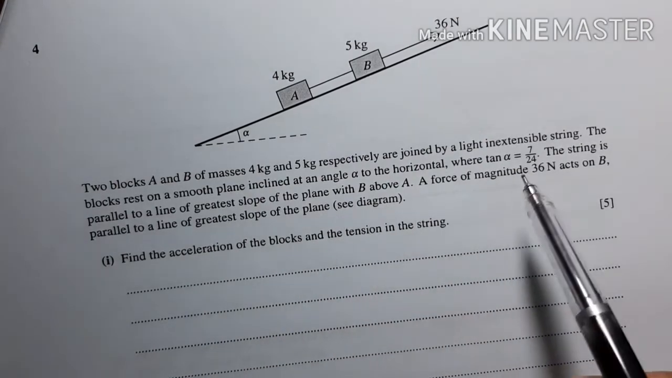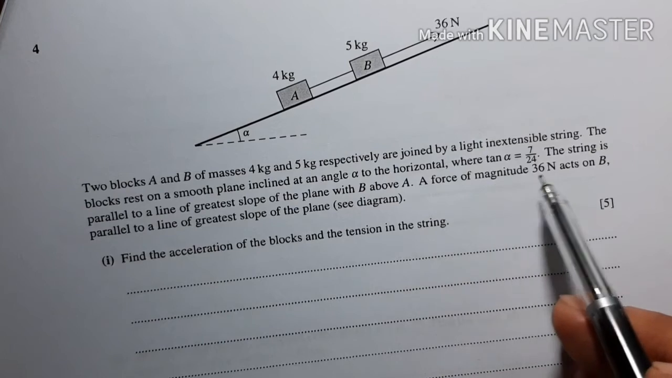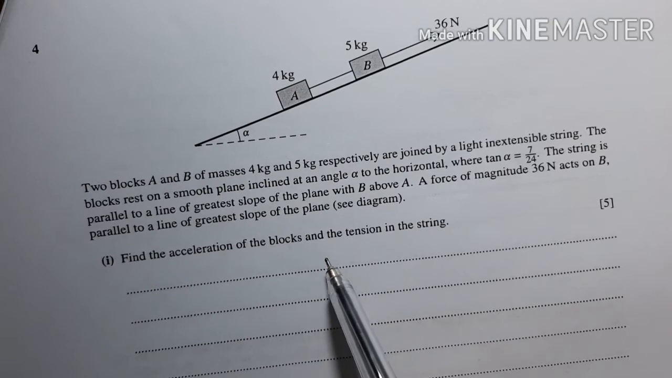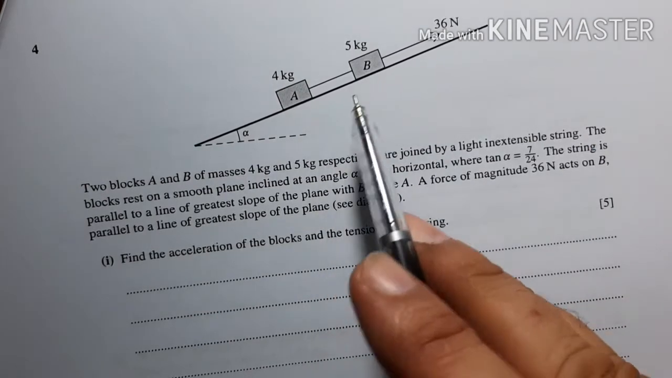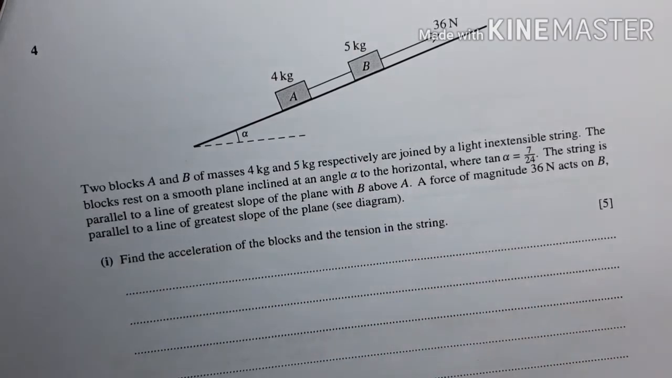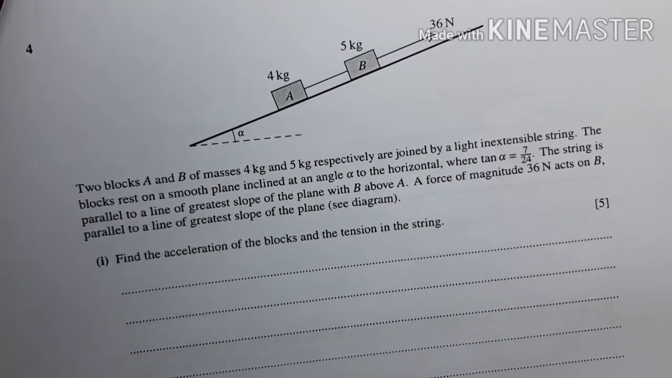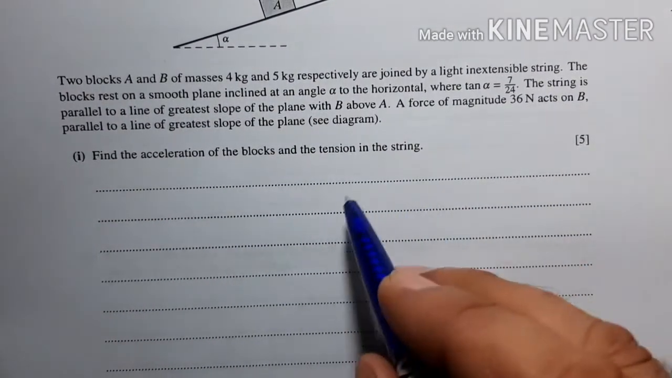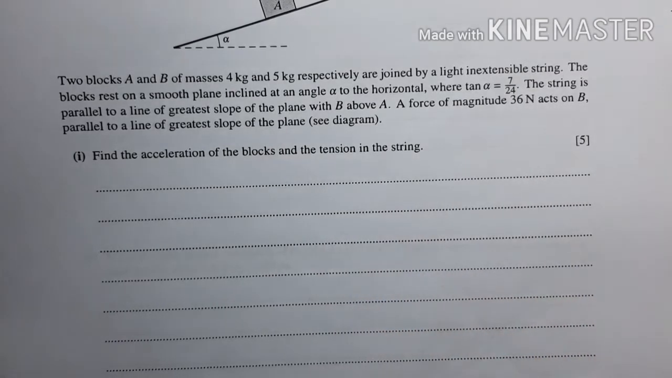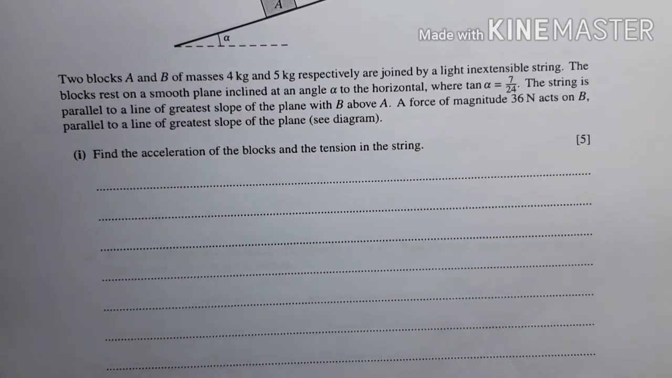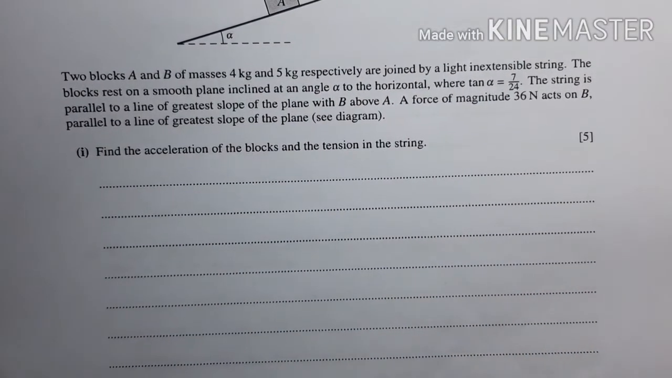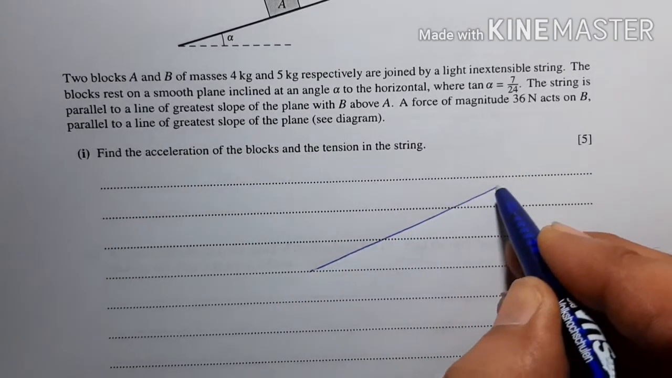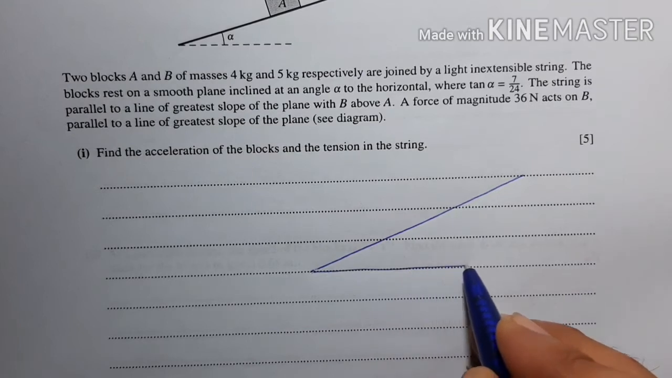Block A, B is above A. Okay, all the information you know. The force of 36 newtons acts on B parallel. Find the acceleration of the block and the tension in the string. So we need to find two things: acceleration of the blocks and tension in the string. Okay, I have to draw the vector diagram again. I got some space on the next page as well, so it should be a bit easier to use this space.